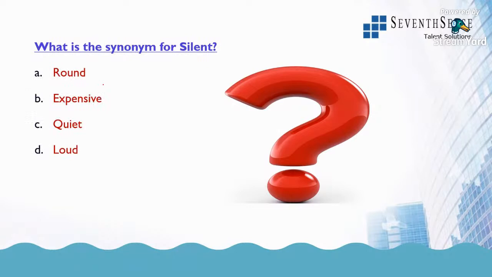What is a synonym for silent? Round is related to some other thing, so it won't be the answer. Expensive is costly, so it won't be the answer either. And quiet is the correct answer. Silent means a quiet environment. All are silent means all are kept quiet.